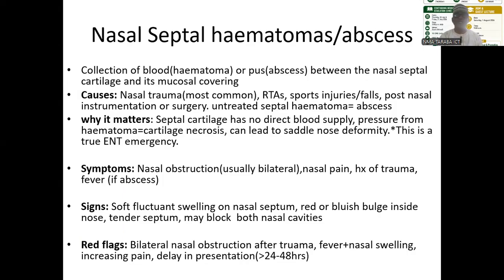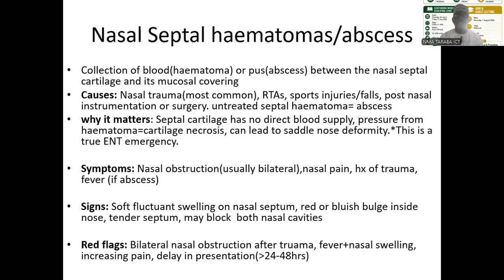The cause is usually trauma, which is the most common cause: road traffic accidents, sport injuries, and falls. Post instrumentation and surgery are some of the other common causes. Usually, if the septal hematoma is not treated properly, it leads to sepsis.